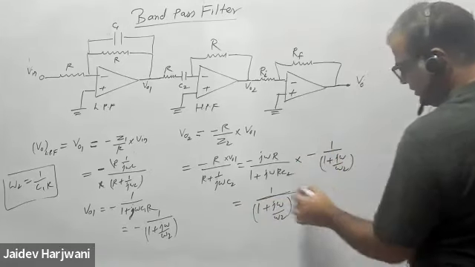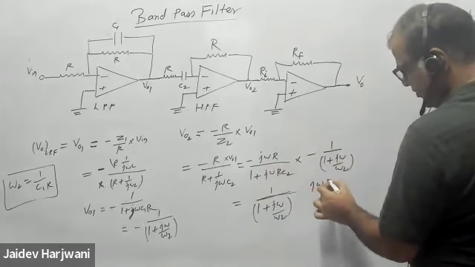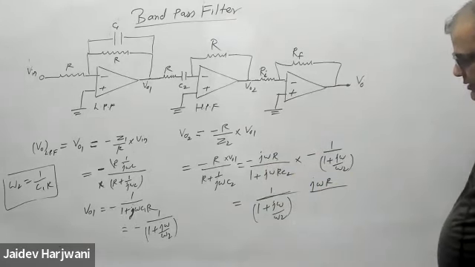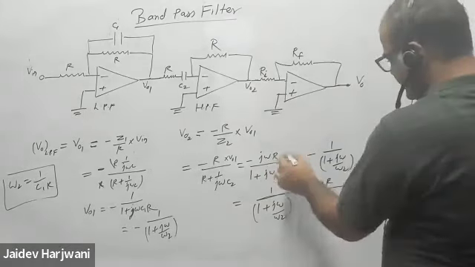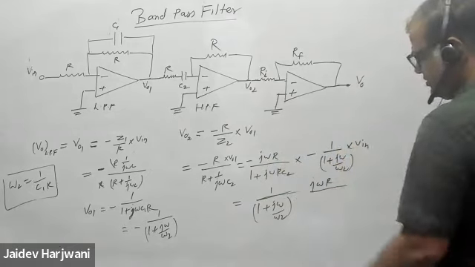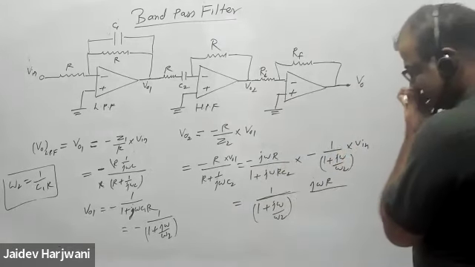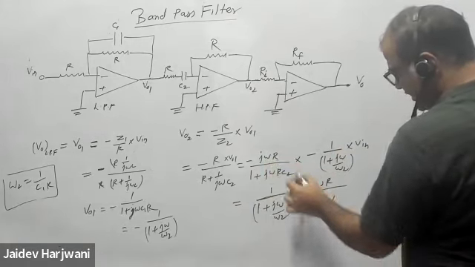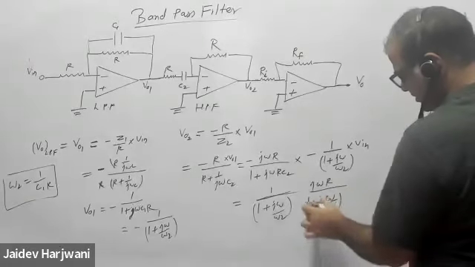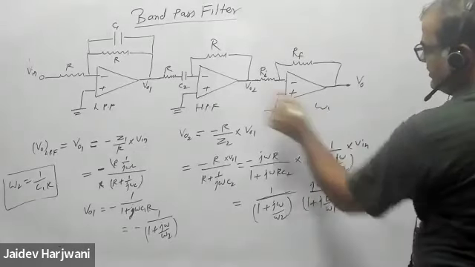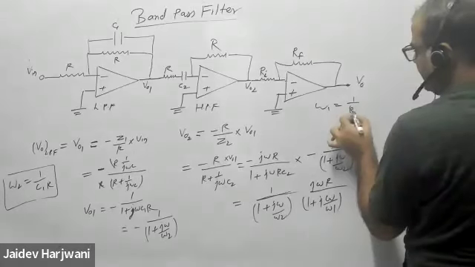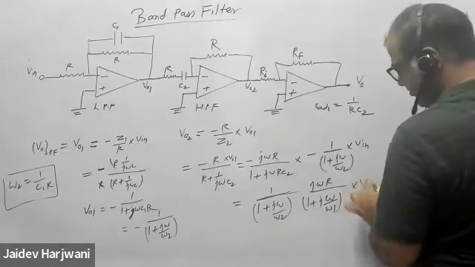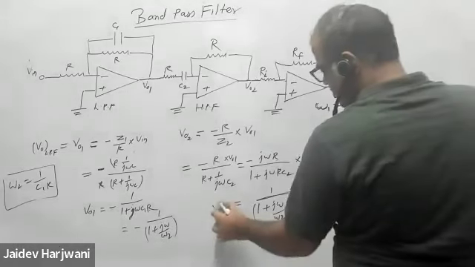This one, and this one also j omega. Sir, and V input is missing, right? Into V input will come here. Yes, sir. Now tell me what will become. This will become j omega R, and this is 1 plus j omega R C2. It becomes omega 1. Okay, so omega 1 is 1 by R C2, and into it you have V input. This is V naught 2.